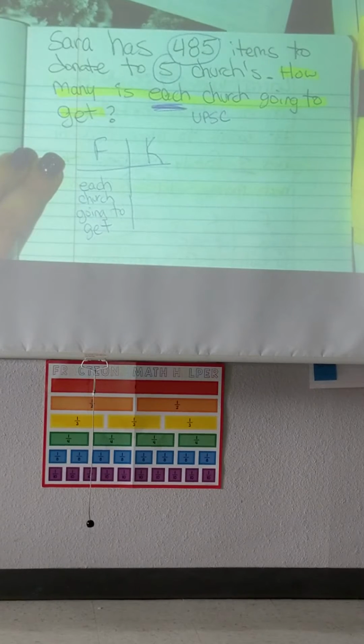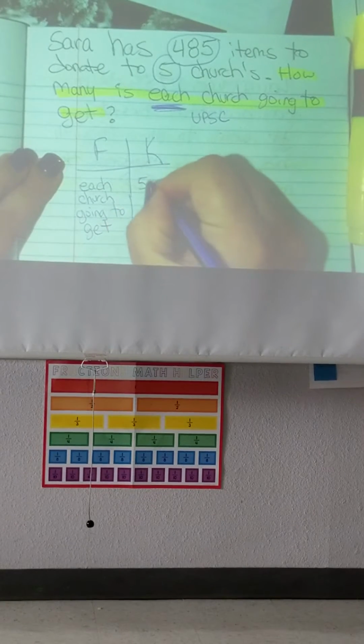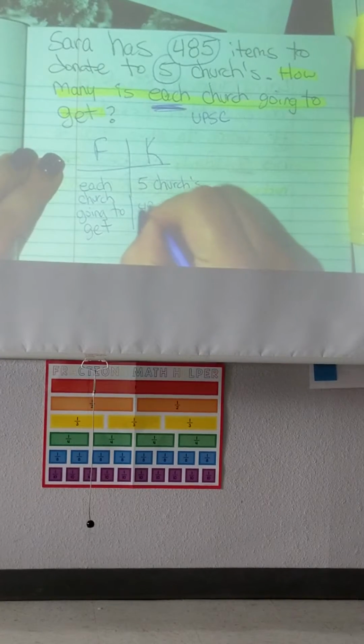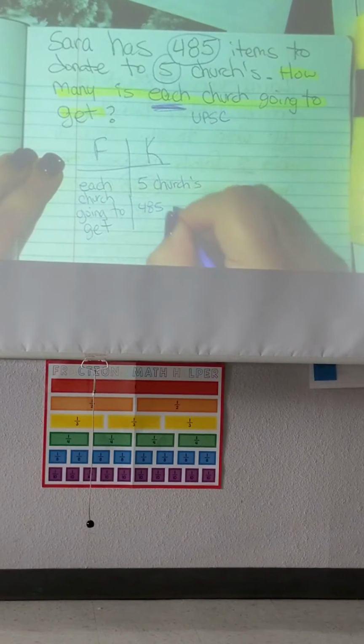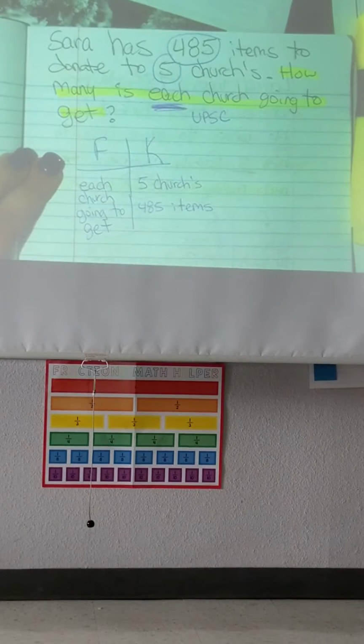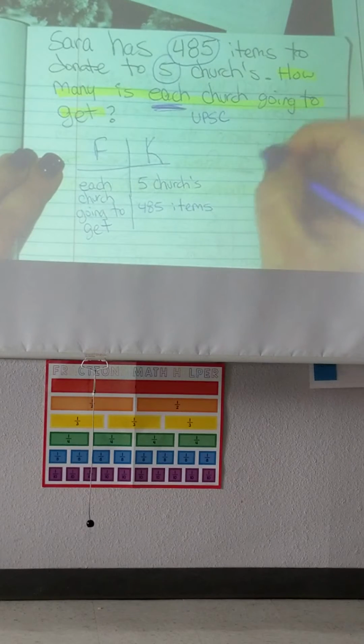And we know that there are 5 churches. Good, Jariah. And 485 items. Okay? Each church needs to get some. Are we going to divide, multiply, subtract, add? What are we going to do? Divide.